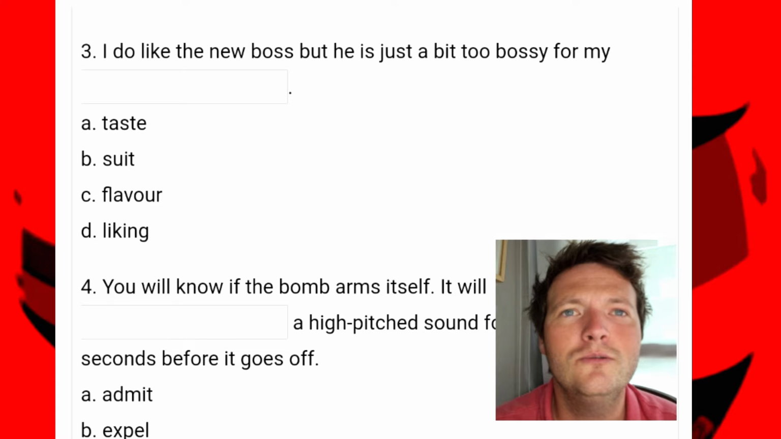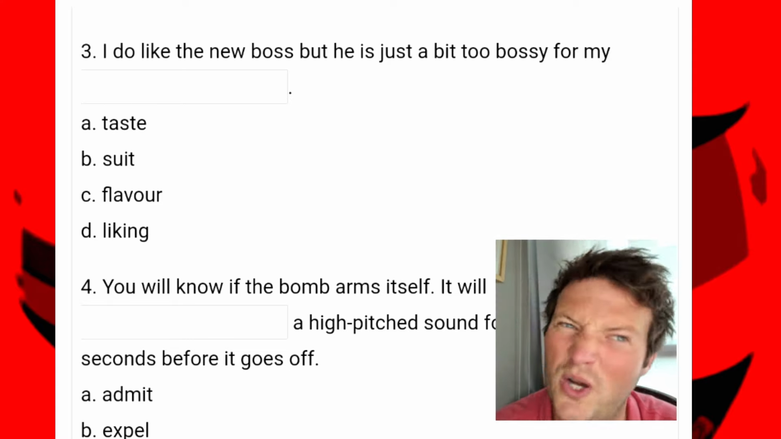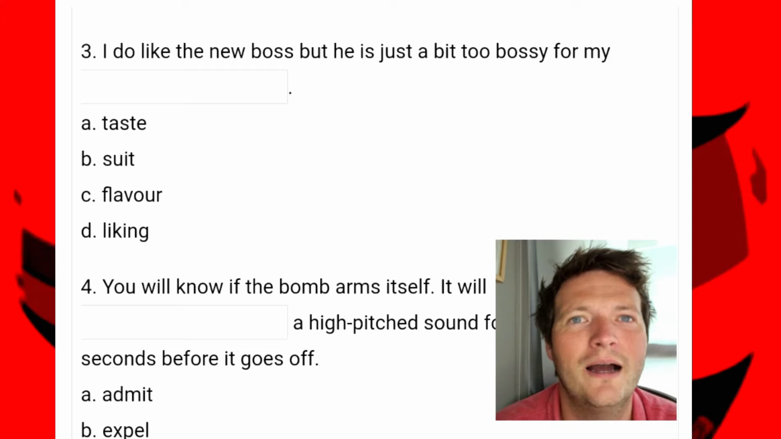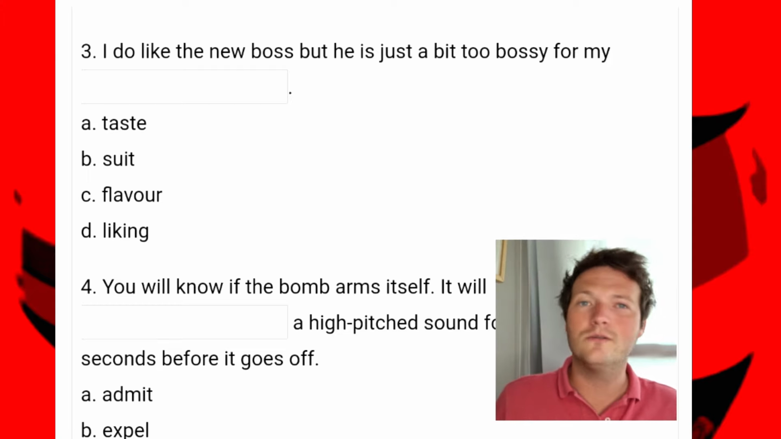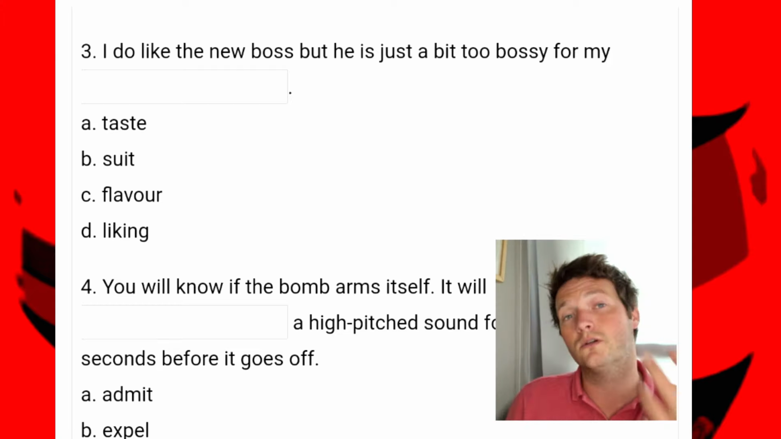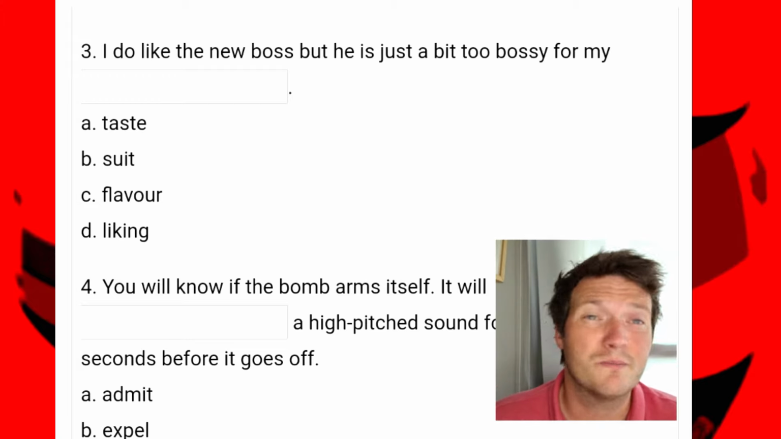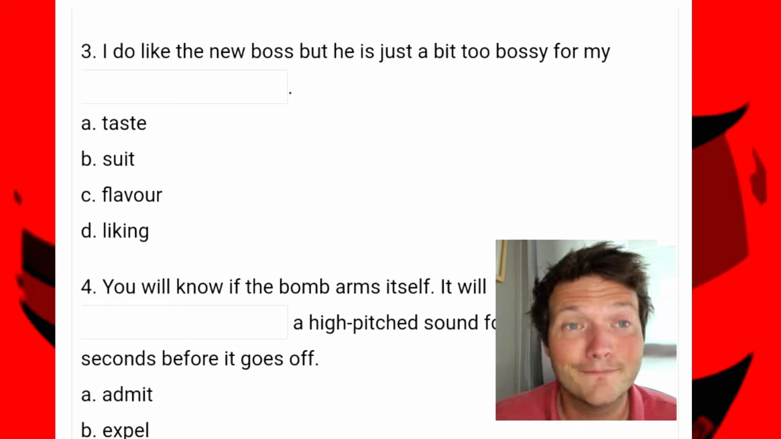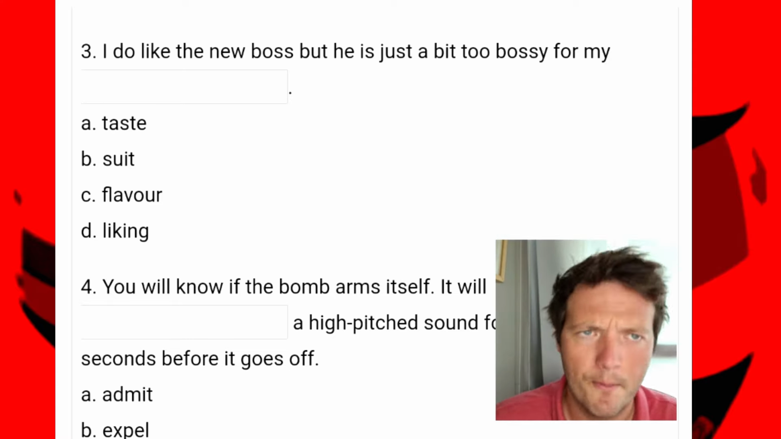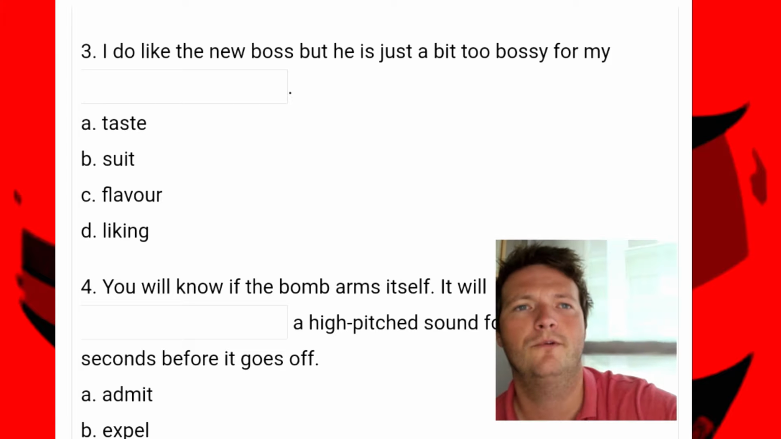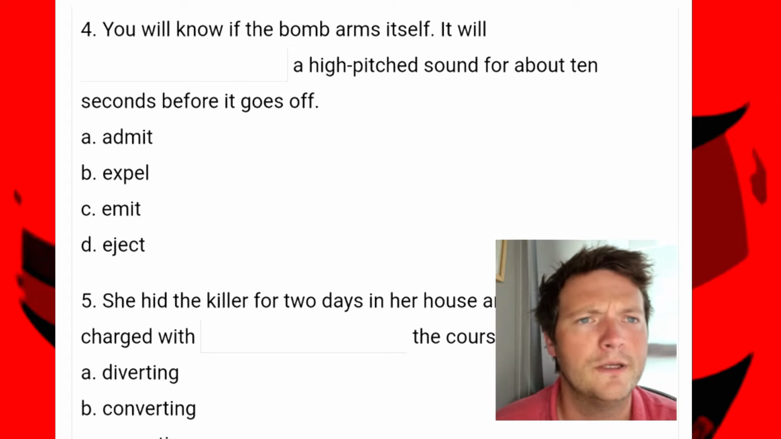Number 3, I do like the new boss, but he is just a bit too bossy for my taste, suit, flavour, liking. The expression here, yeah, okay, we do talk about what suits you. We talk about your taste. Flavour, no, not in this context. But the expression is, he's too bossy for my liking. I would prefer him to be a bit less bossy. Our boss.